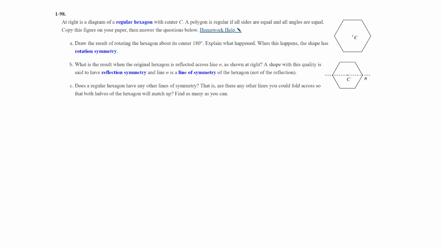Question 98. At right is a diagram of a regular hexagon with center C. A polygon is regular if all sides are equal and all angles are equal. Copy the figure on your paper, then answer the questions below.